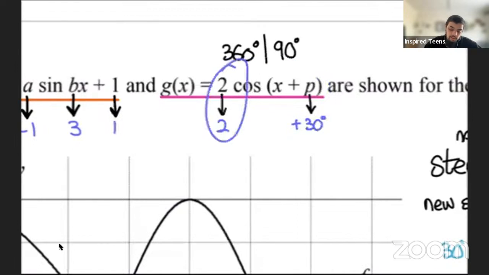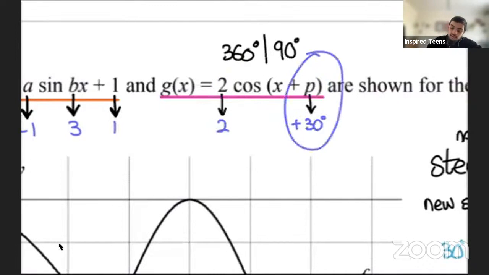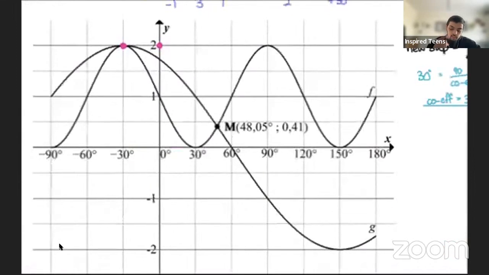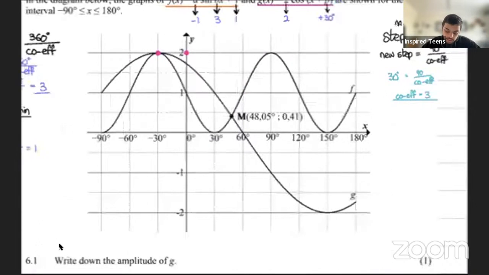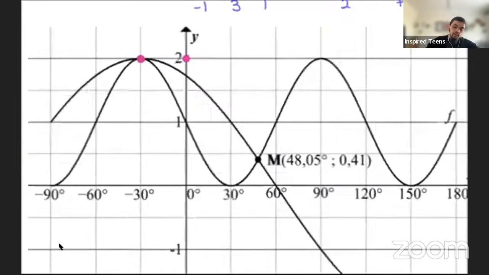Okay, multiplied by 2. So maximum initially became 2, negative 2, and then shifted 30 degrees to the left because we looked at the graph and we were able to see, you need to tell yourself, okay, where was the mother graph supposed to start? It's supposed to start there, and now it's starting here. Okay, clearly there was a shift to the left. That's the easiest way to judge it, from where it was supposed to start.